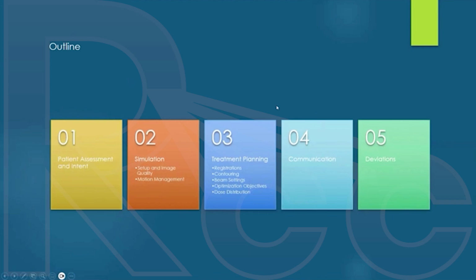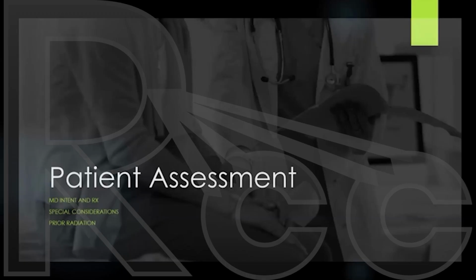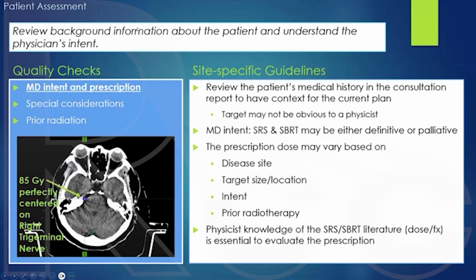Okay, so let's talk a bit more about that outline in terms of treatment planning checks for SRS and SBRT. First comes the patient assessment and intent, then simulation, then the treatment planning process, followed by communication, and then what to do if there are any deviations. Patient assessment. So it's very important to review the background information about the patient and to understand the physician's intent. You may review the patient's medical history in the consultation report to have context for the current plan.